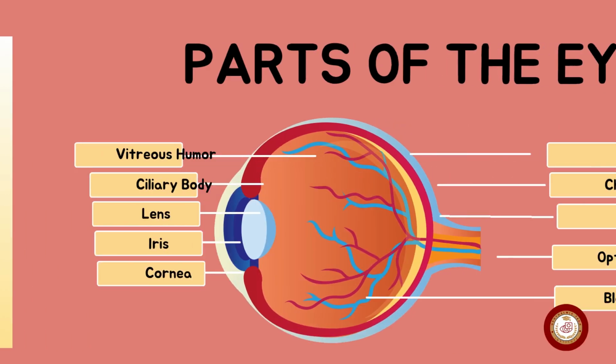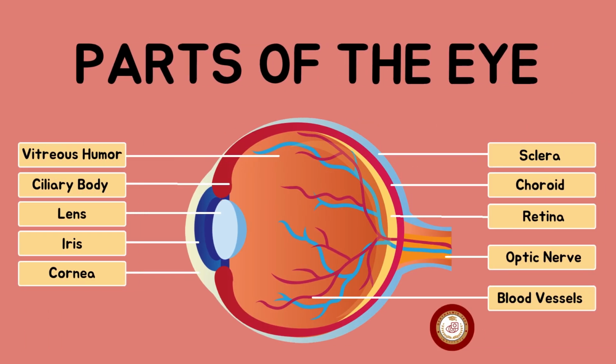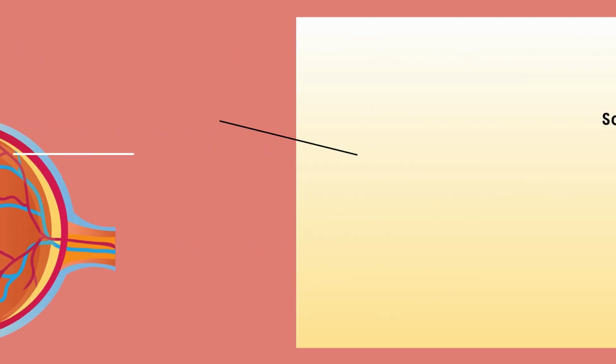Parts of the eye: vitreous humor, ciliary body, lens, iris, cornea, sclera, choroid, retina, optic nerve, and blood vessels.